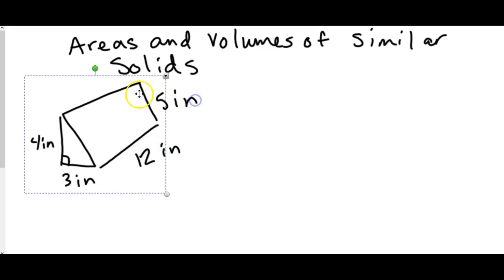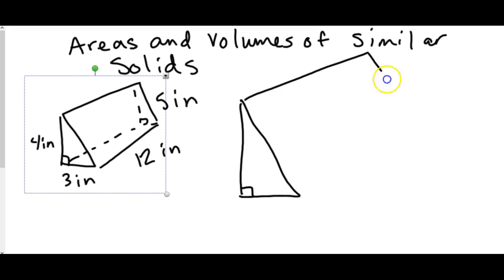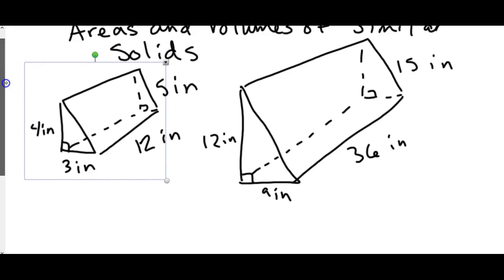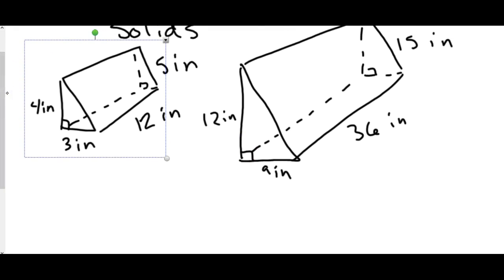So here's our first one. And our second one. So if we were to just compare the lengths of the sides of these two prisms, that would be called the similarity ratio.